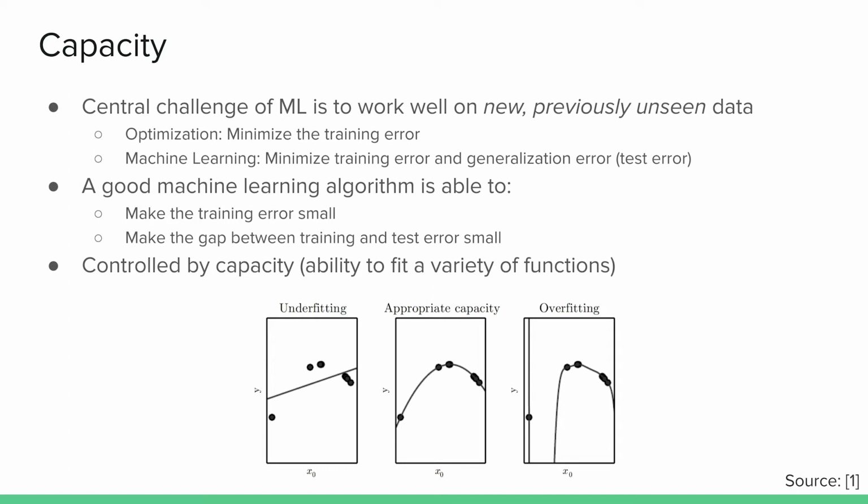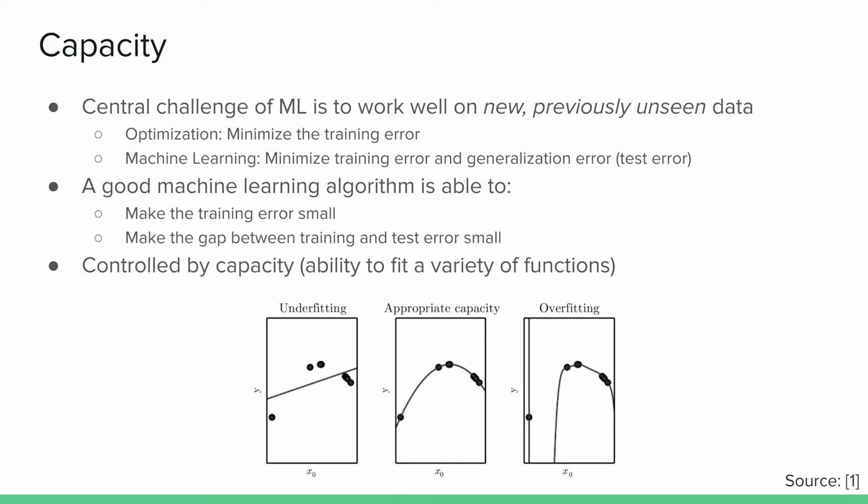Capacity is probably one of the most important terms when talking about machine learning, and it's because of the following. A central challenge of machine learning is to work well on new, previously unseen data. And how does it do this? Well, we've already talked about this. You have certain assumptions about your data that you're training and working on afterwards, and they have to have the same distribution, and you're trying to learn the distribution from the training set and then apply it to new unseen data.